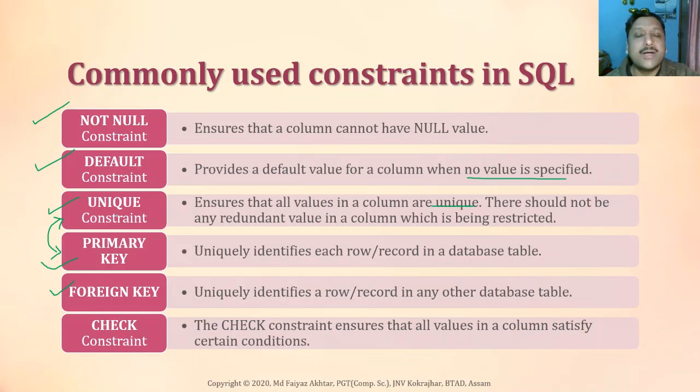Actually, why are both unique and primary key given here? Because only one primary key can exist in a table, so if you want unique values in other columns also, then you can give this unique constraint. The foreign key identifies rows or columns in other database tables. The check constraint ensures that all values in a column satisfy a certain condition. A condition can be given, for example, for the age field. Okay.